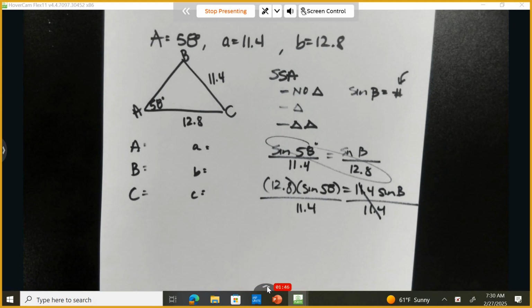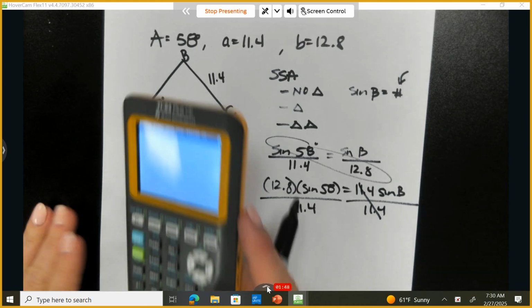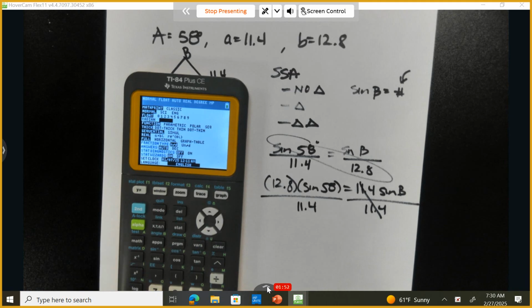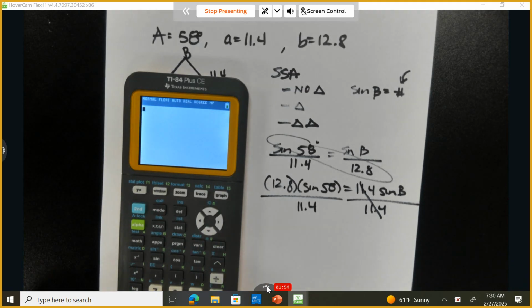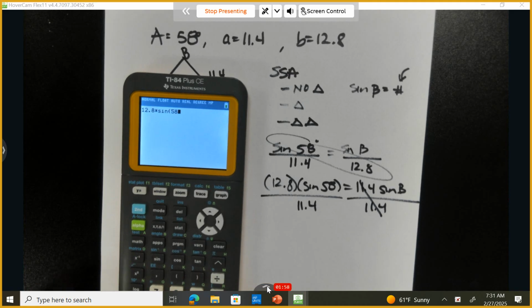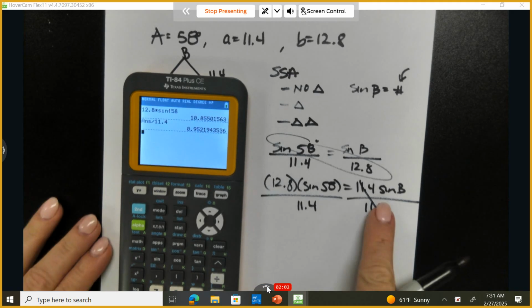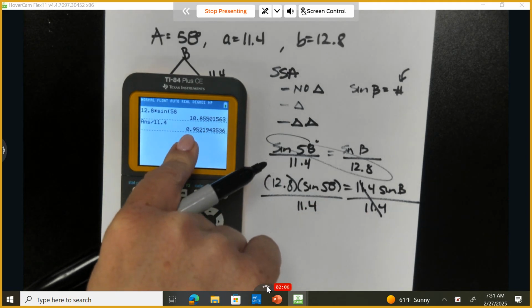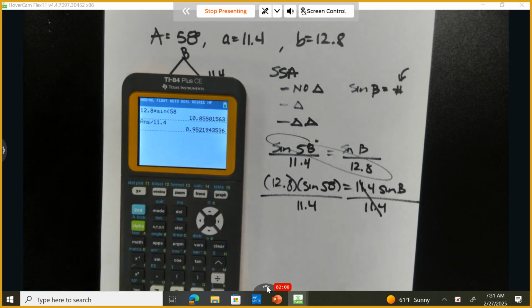Okay, grab that calculator. The very first thing you're going to want to do is you don't want to do all this work and then have it in the wrong mode. Please go up to mode, and we need to switch this one to degree right away. Now I'm going to take 12.8 times the sine of 58, press enter, and divide by 11.4 in this case. So this is what the sine equals. Notice that this number is between -1 and 1. That means I know I'm going to have a triangle.